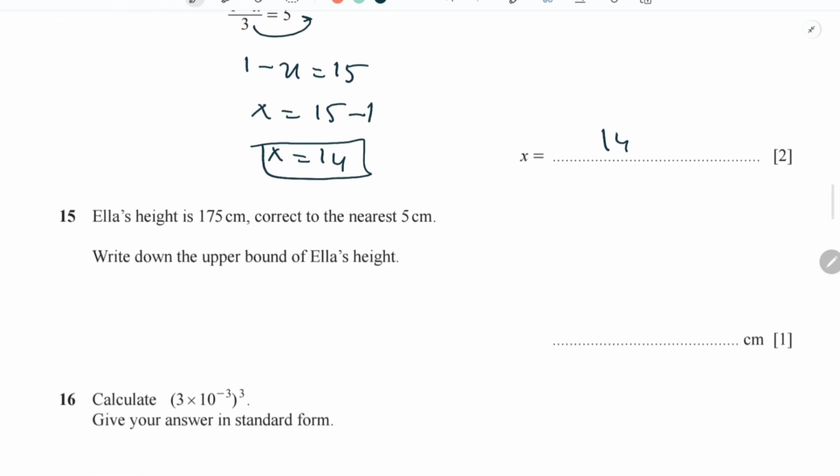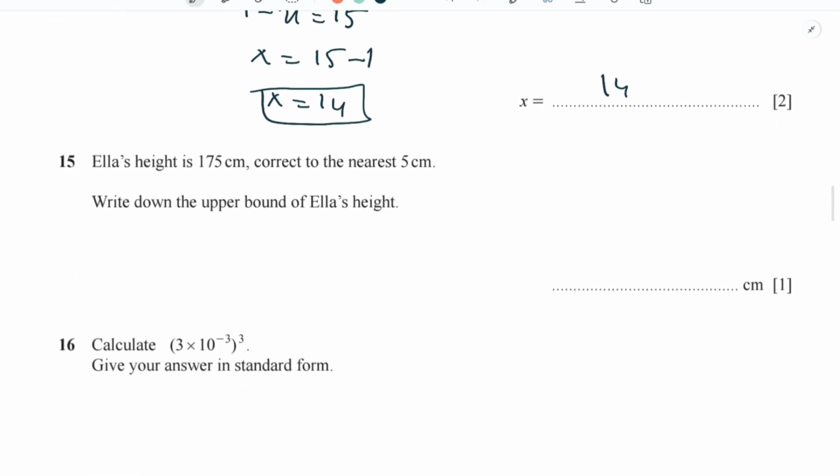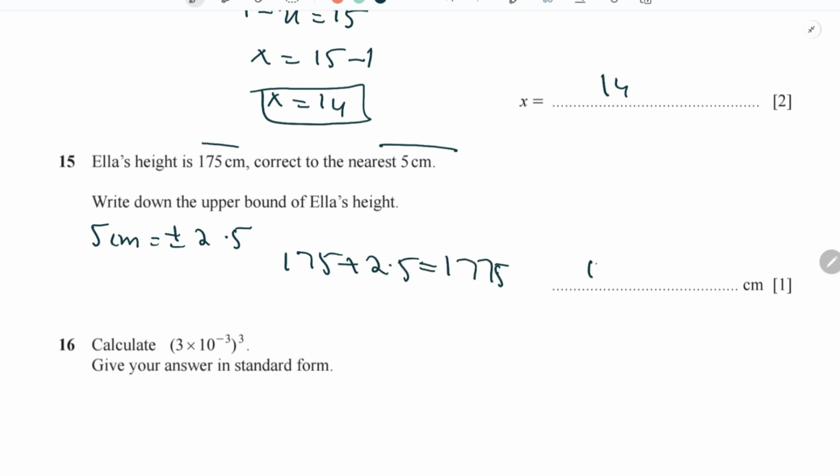After that we have question number 15. So Ila's height is 175 centimeters, correct to the nearest 5 centimeters. Write down the upper bound of Ila's height. Okay, nearest 5 centimeters, that will be plus minus 2.5, right? Now the upper bound, so we just add the 2.5 to that one. So we get 177.5. So this is the answer, 177.5 centimeters.